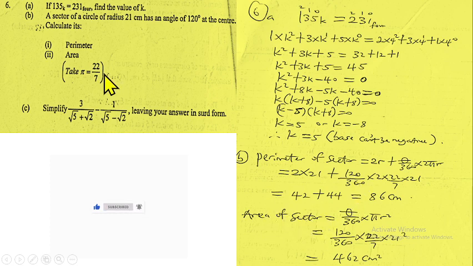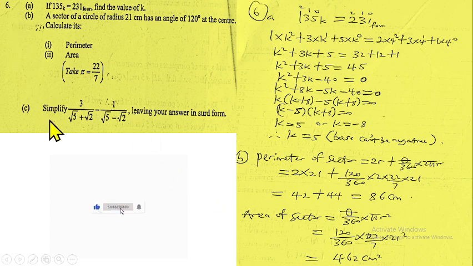Then also we have to find the area of the sector. Area of the sector is theta over 360 times pi r squared. Theta is 120, multiplied by pi, which is 22/7, multiplied by r squared, which is 21 squared. If you simplify, you have 462 centimeters squared.